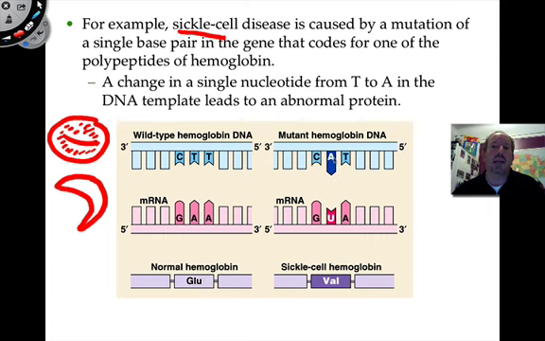But if there's a mutation, do you see here? This is what we mean by a mutation, a change in the sequence. Instead of it being CTT, it's CAT. So there's been a base change. And if the base is changed to an A, that means the messenger RNA is going to be changed to a U. So the codon is no longer GAA, it's GUA.